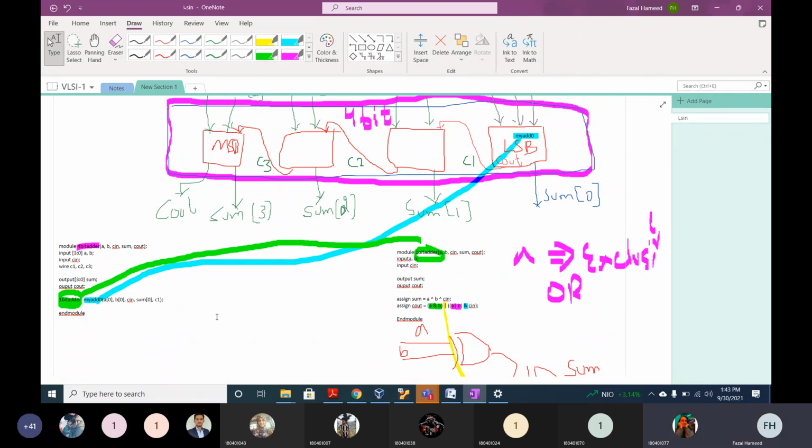Okay, now again I'm explaining. Can you see the 1-bit adder highlighted by green? Can you see it or not?